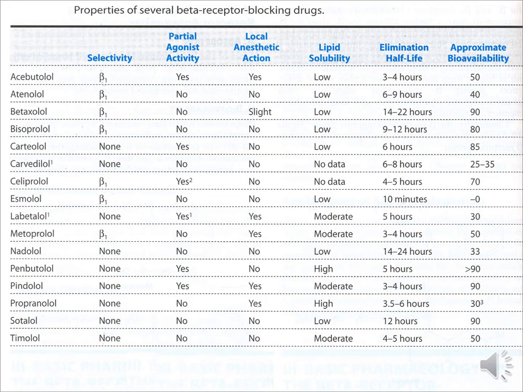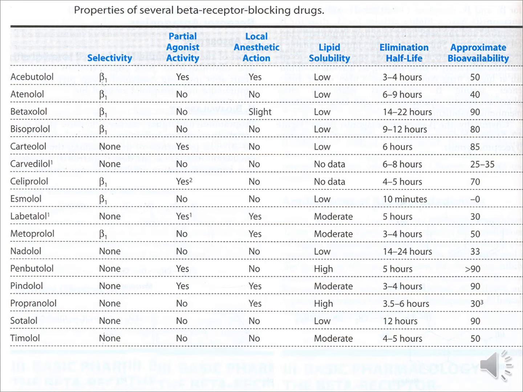Then local anesthetic action, or membrane stabilizing effect, or quinidine-like effects. Acebutolol, betaxolol has slight local anesthetic activity or membrane stabilizing activity, while labetalol and metoprolol and then pindolol and propranolol, they have local anesthetic or membrane stabilizing effect or quinidine-like effect, which we have already discussed, classified according to these.